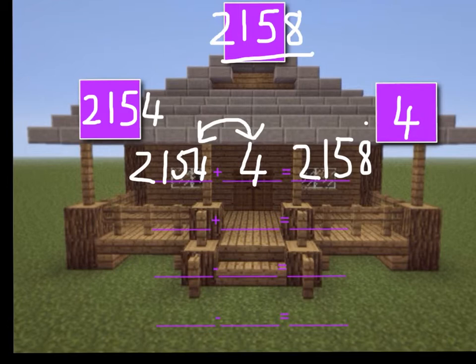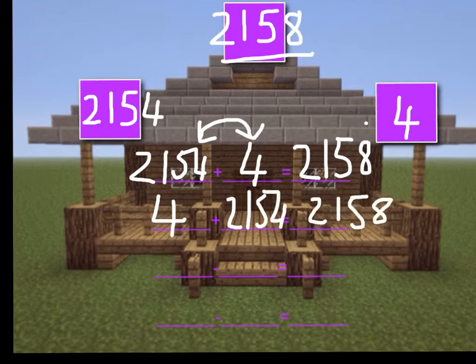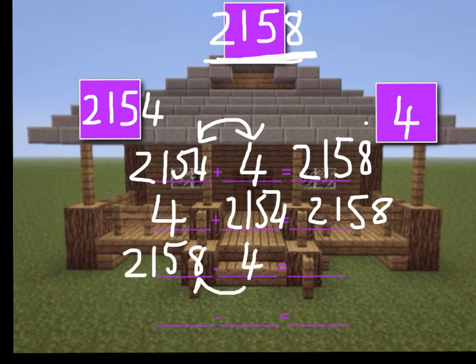Now I can turn around that addition sum and do 4 plus 2,154 equals 2,158. Now for the takeaway turnaround, I need the biggest number at the start to do takeaway. 2,158, take away 4. Now letting your brain look for that doubles strategy here, 8 take away 4. So we've got to have a 4 on the end, 2,154.